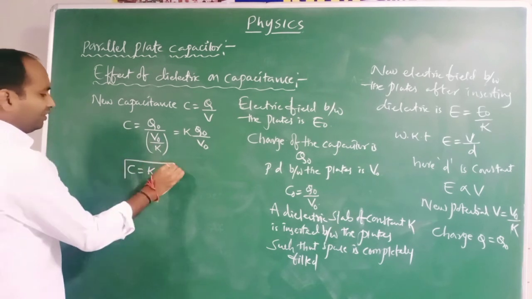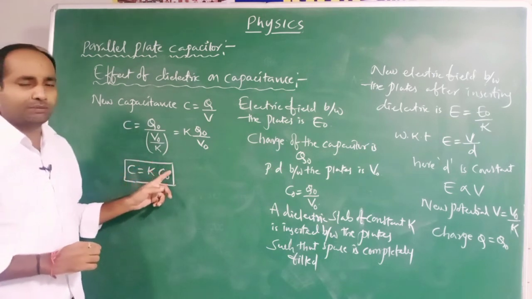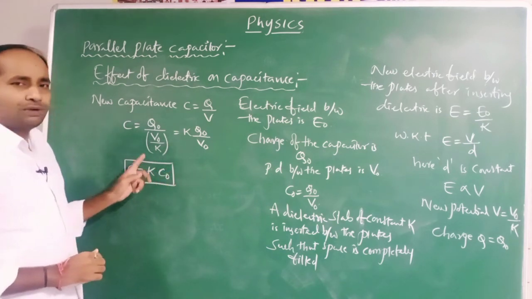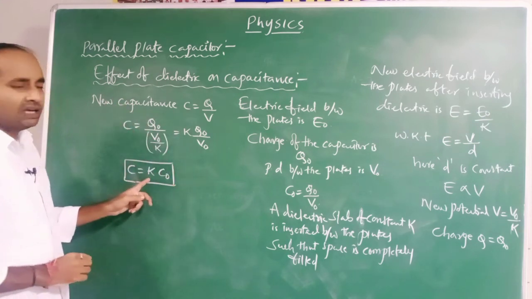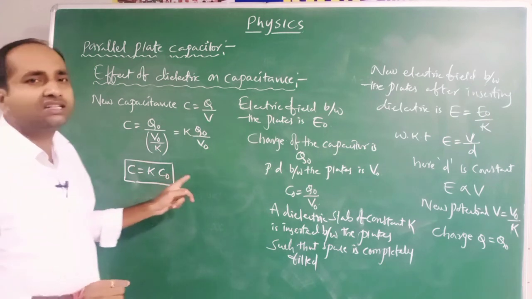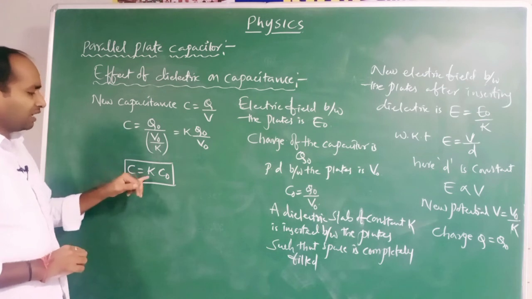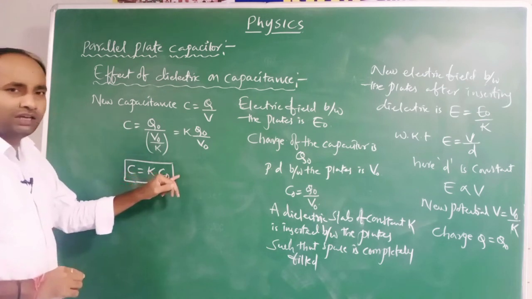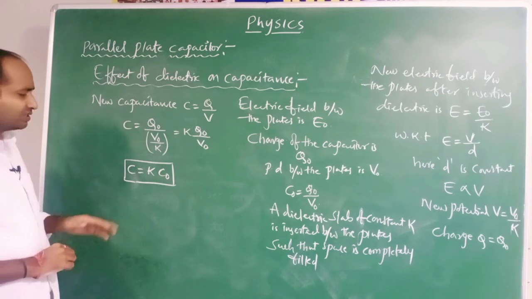This means that if we introduce a dielectric slab between the plates of the capacitor such that the space between them is completely filled with dielectric, then the capacitance of the parallel plate capacitor is increased by K times, where K is the dielectric constant.